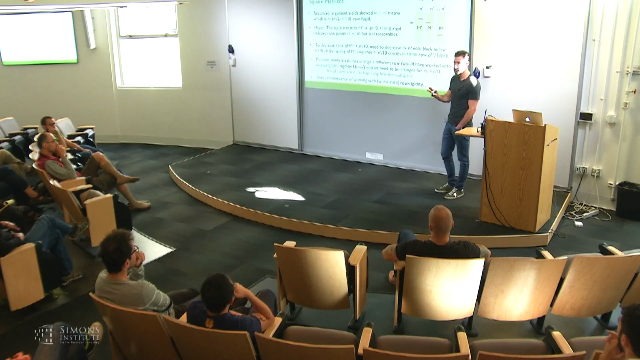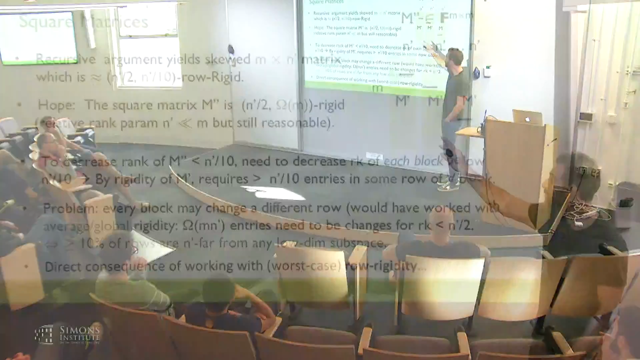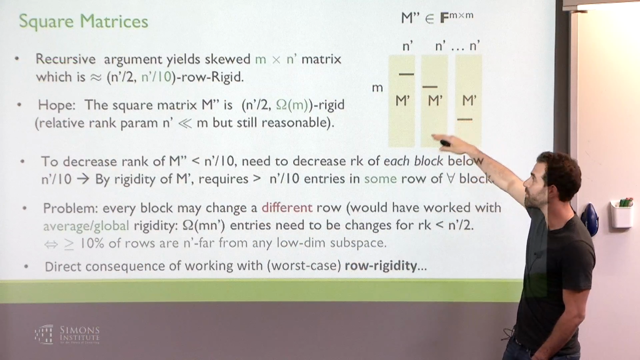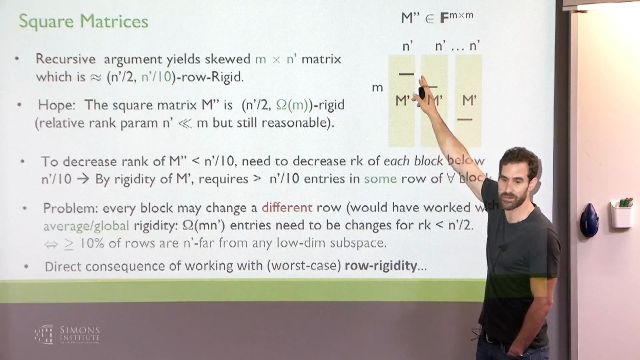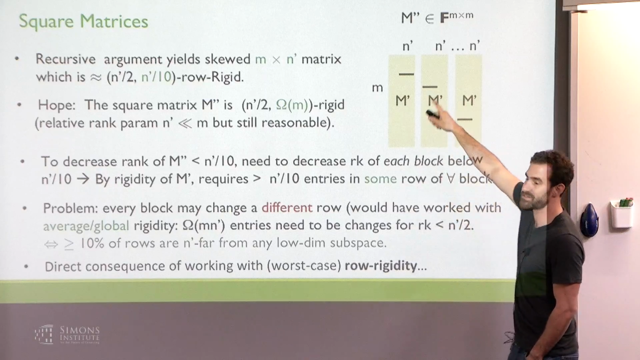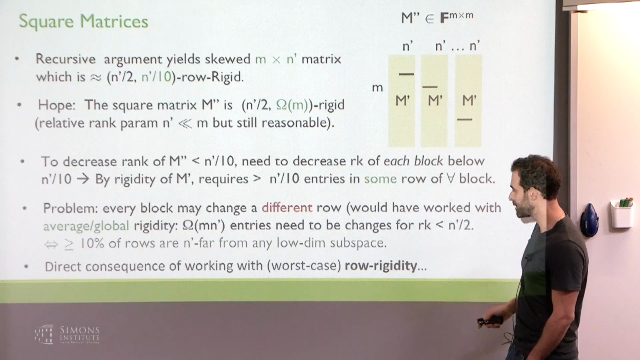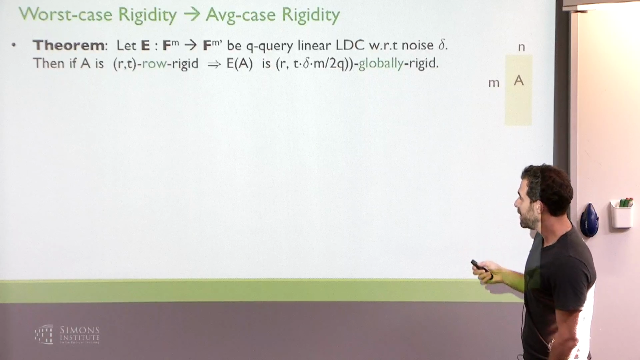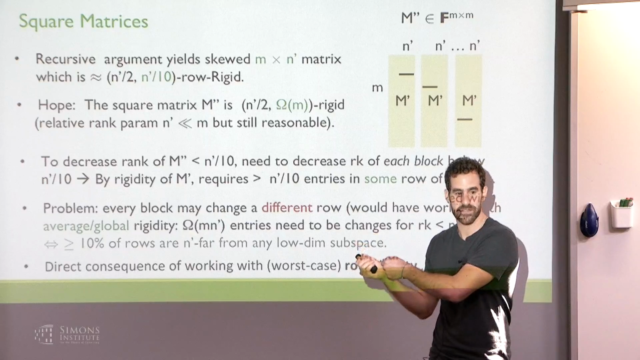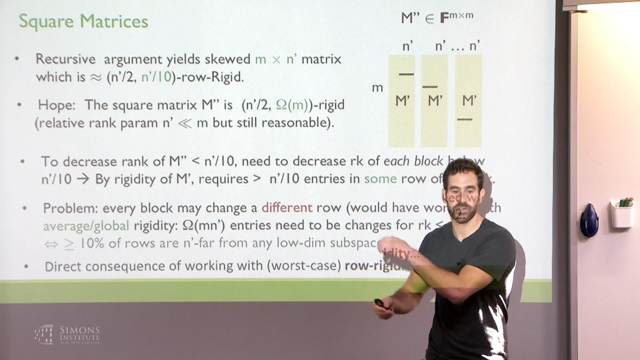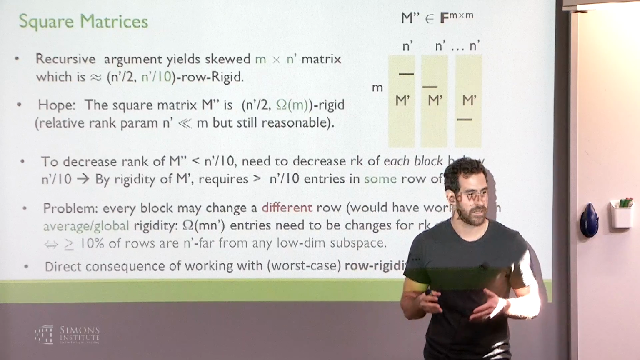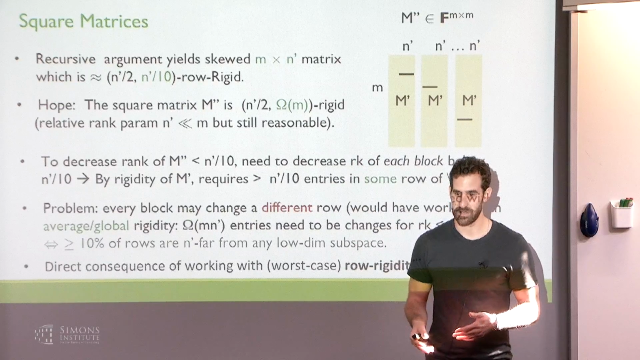All I'm saying is that one thing is for sure. If you had global rigidity, if you knew that you need to change 10% of the rows in each block, or you had to change Omega(m times n prime) entries, then this trick would work fine, right? Because it just says that you need to change a lot of entries in each block. So what we would really like to do is to perform our recursive algorithm with global rigidity. Unfortunately, all this nice characterization, we don't know how to perform it with global rigidity. We only know how to do it with worst case rigidity.